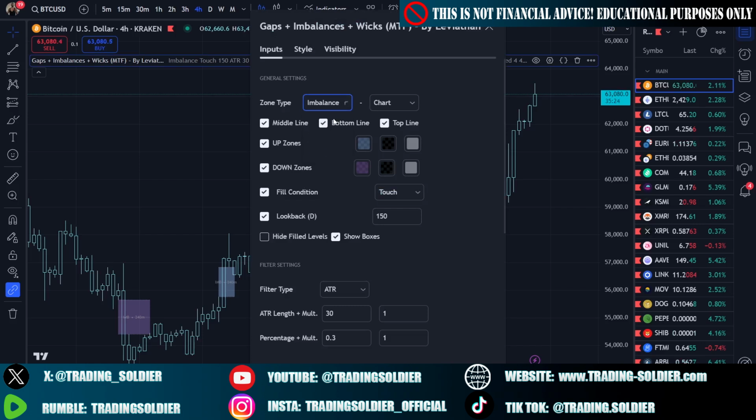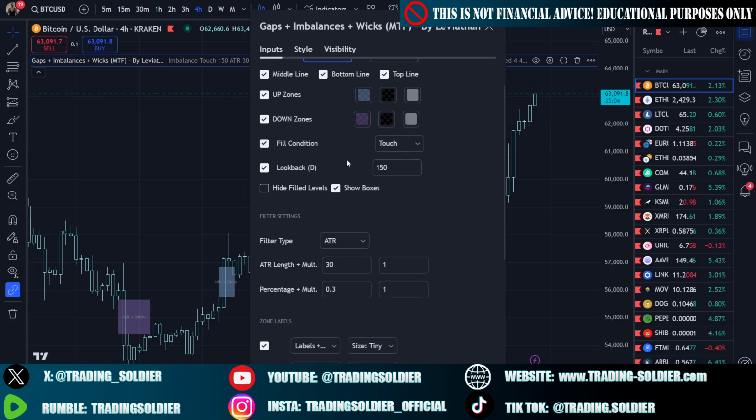So now that we have covered the main functionality, that is selecting the imbalances, gaps or wicks, I prefer to use this as imbalances. As I said before, I like to leave this chart option activated by default. Also here you can change the colors of the indicator, how it displays the bearish imbalances or the bullish imbalances. In this case the bearish are purple and the bullish are blue.